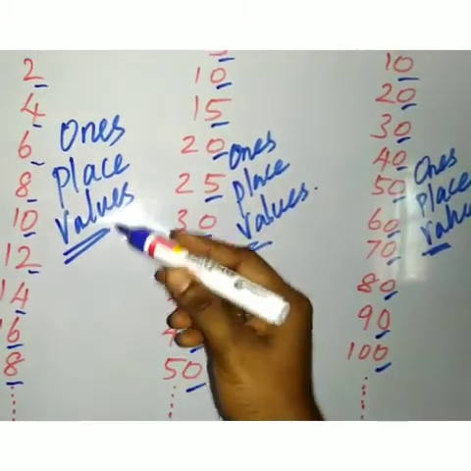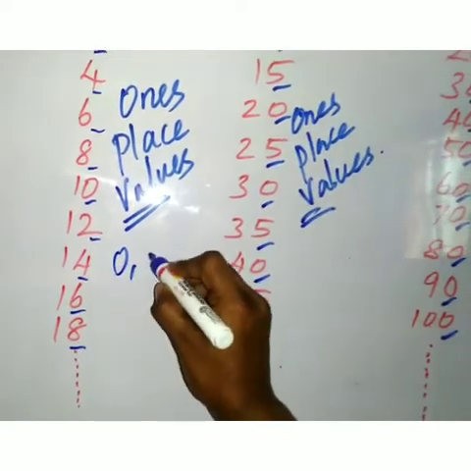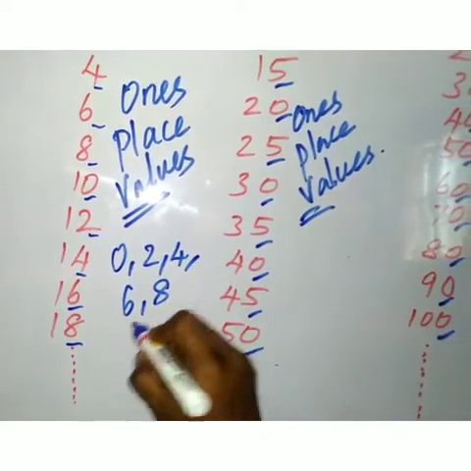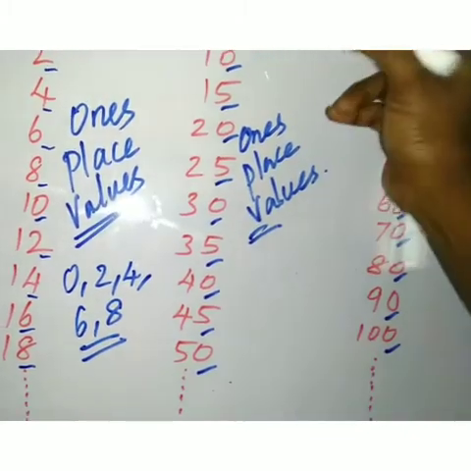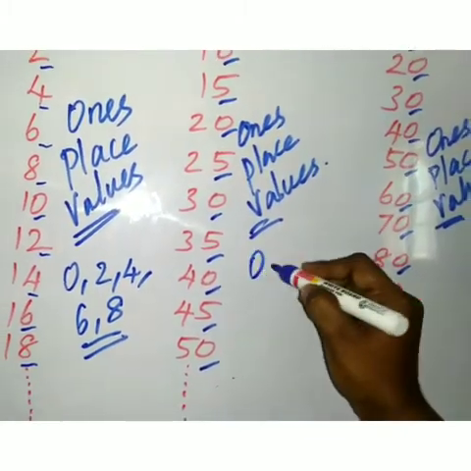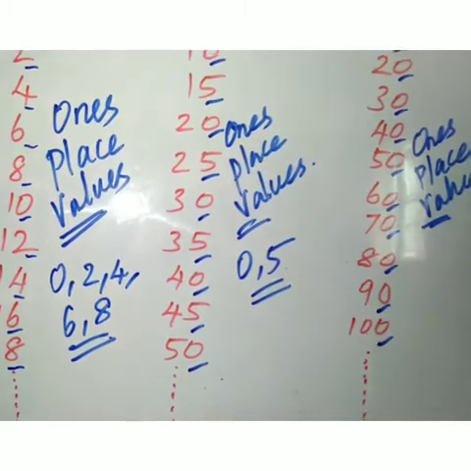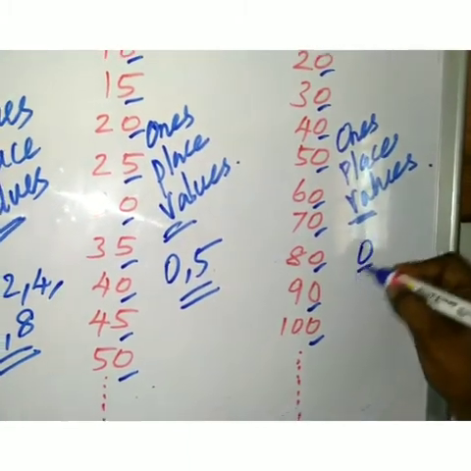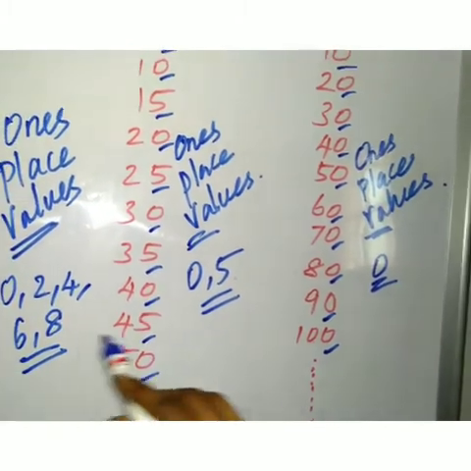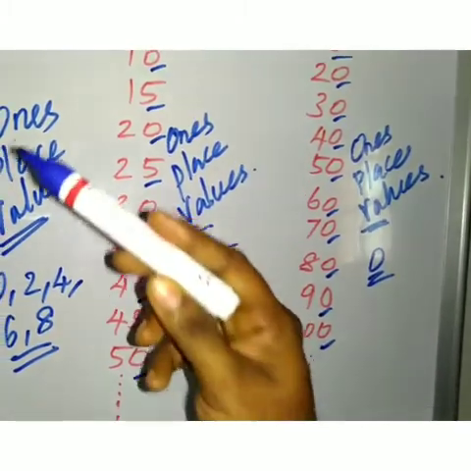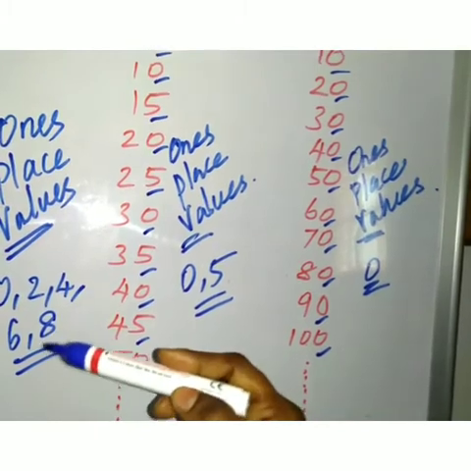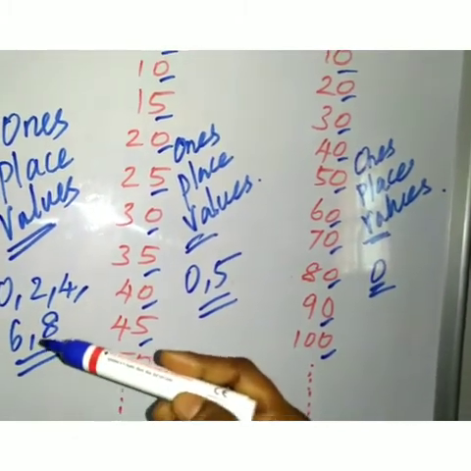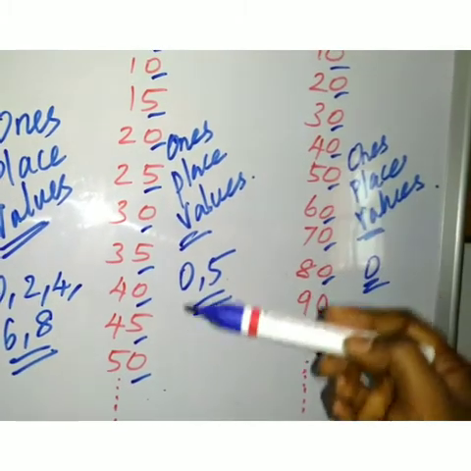For 2, what are the ones place values? 0, 2, 4, 6, 8. If you get these values as ones place, it will be divided by 2. If the number has ones place value as 0 or 5, then it will be divided by 5. If the number has the ones place value as 0, then it will be divided by 10. These are the clues to find the divisibility of 2, 5 and 10 easily. You should remember the clues while dividing by 2 or 5 or 10.